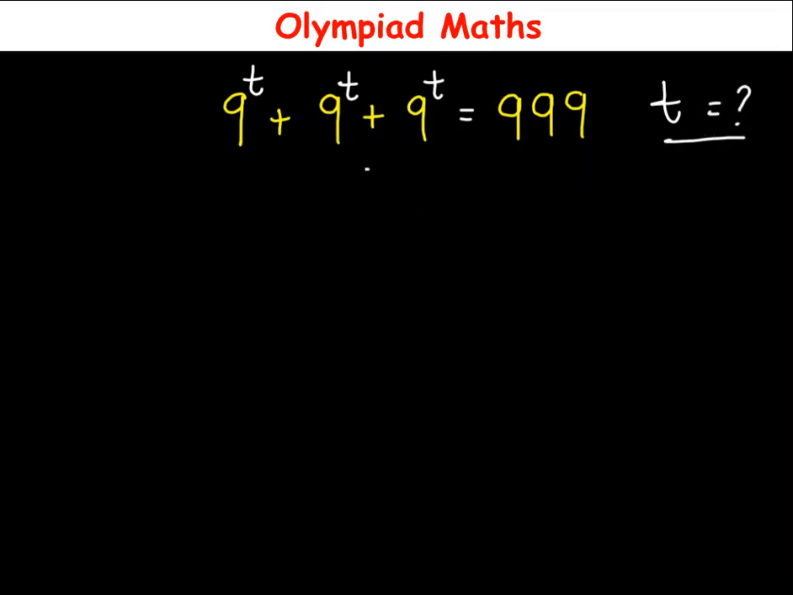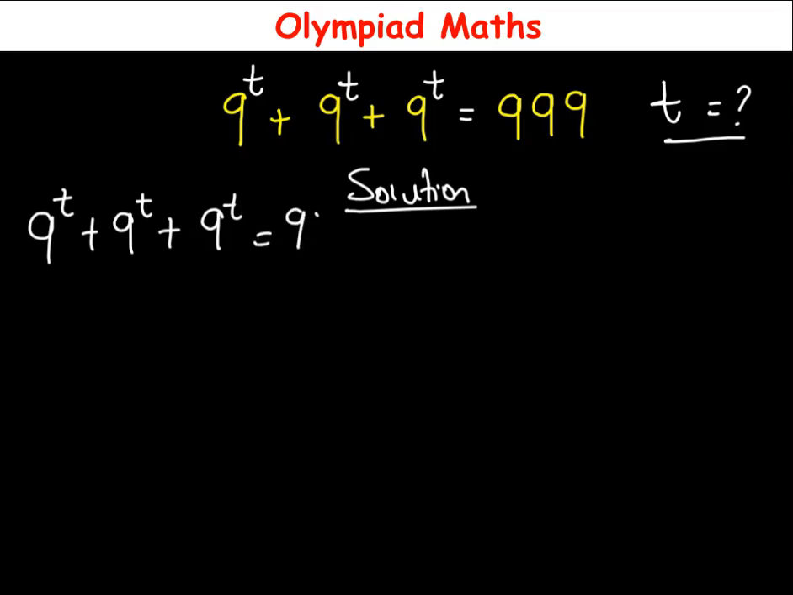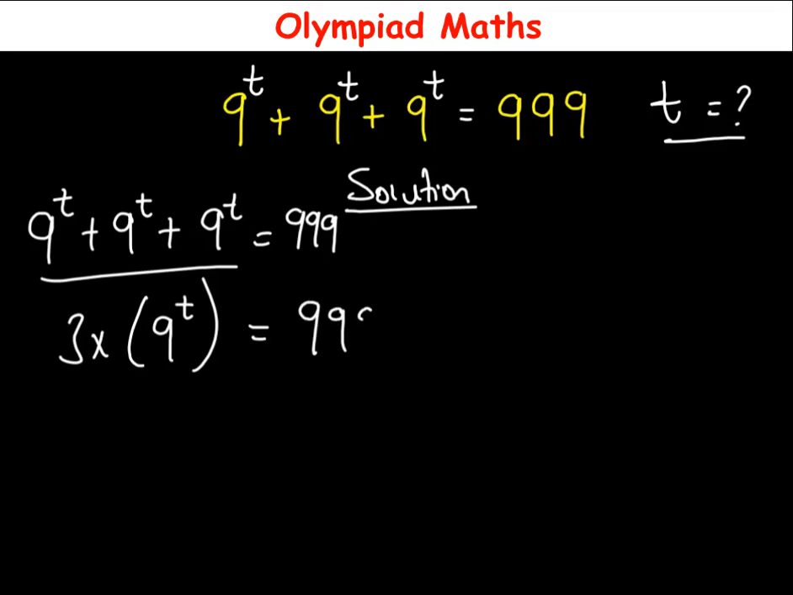Now to solve this, the equation is 9 raised to the power t plus 9 raised to the power t plus 9 raised to the power t is equal to 999. Looking at this, 9 to the power of t plus 9 to the power of t plus 9 to the power of t is equal to 3 times, in brackets, 9 to the power of t. So you have 9 to the power of t in 3 places, which equals 999.